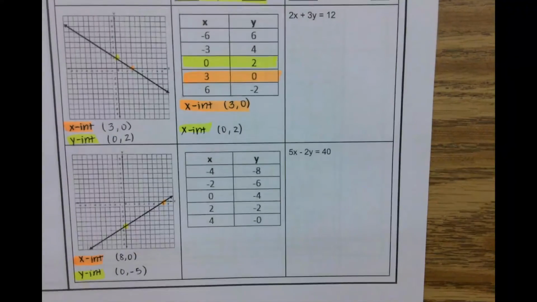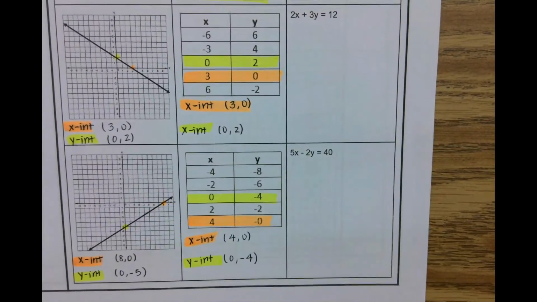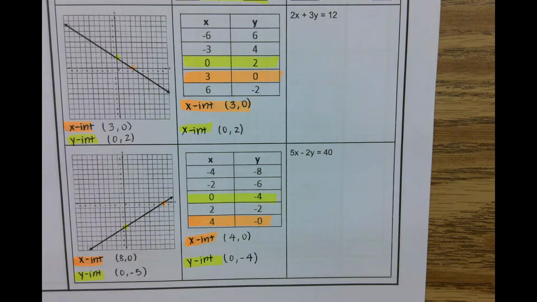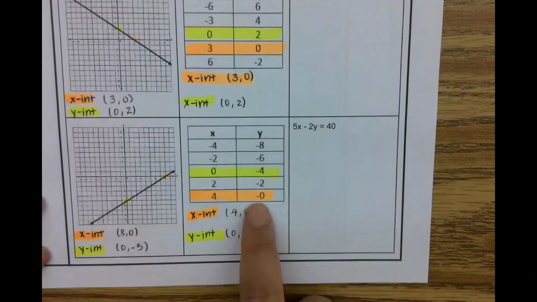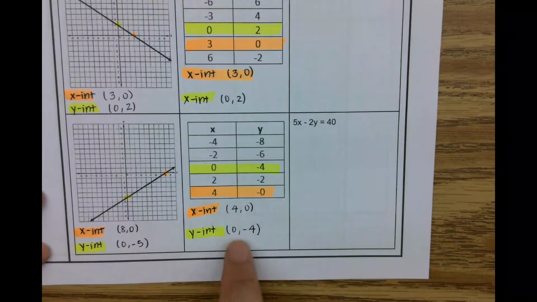Where is the x and the y-intercept? Okay, so here we go. The x-intercept is at 4, comma, 0, where y equals 0. The y-intercept is at 0, comma, negative 4, where x equals 0.